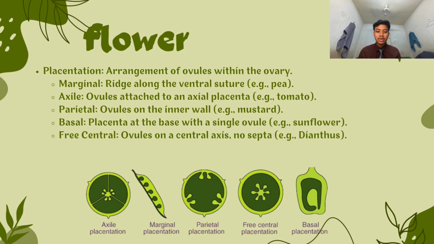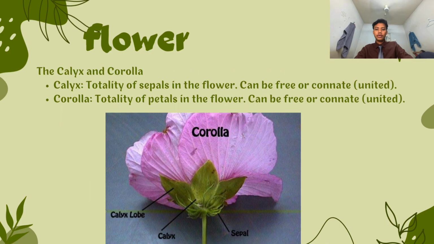You can see the image here. We still have a flower, and the calyx, totally of sepals in the flower, can be free or connected. The corolla, totally of petals in the flower, can be free or connected. You can see the corolla and calyx here.